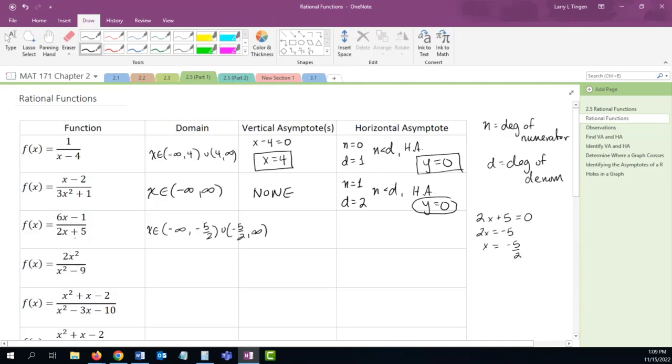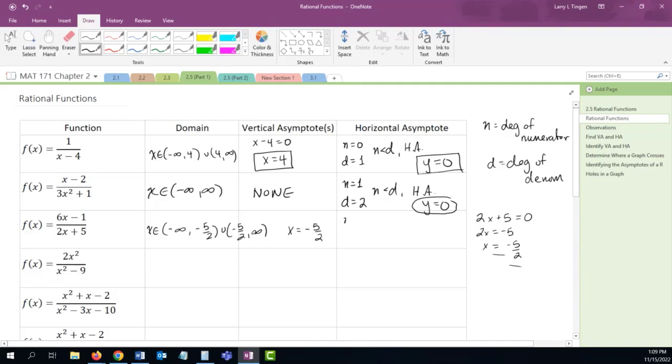Vertical asymptotes. This is in its fully reduced form. There are no common factors in the numerator and denominator, so whatever made that denominator 0 is the vertical asymptote, and we just found it. There's the vertical asymptote: x is equal to negative 5/2.